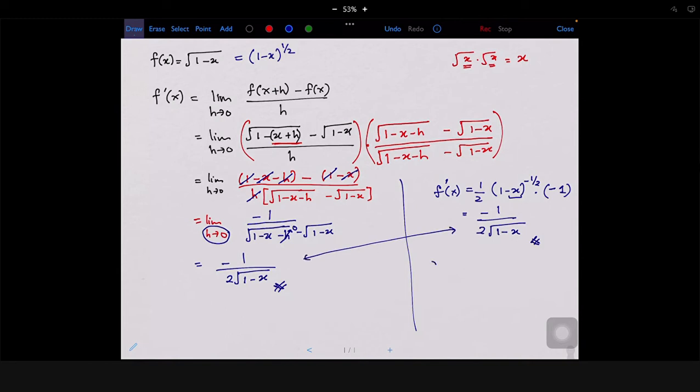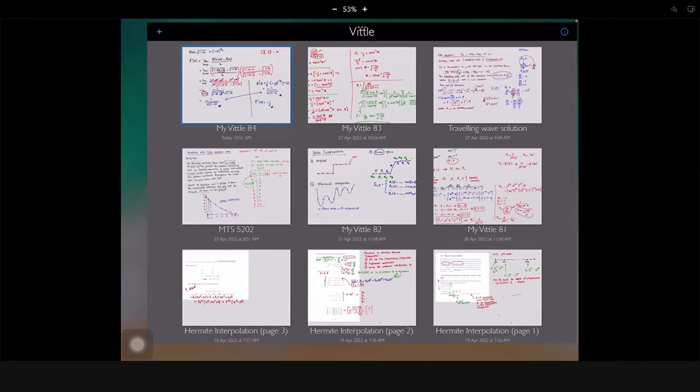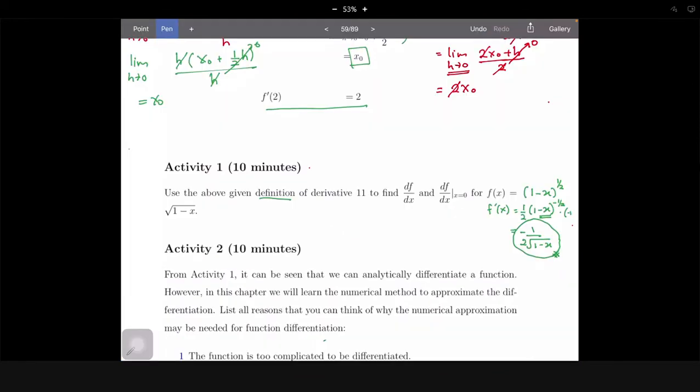Okay, so the next question is cari f prime 0. So ganti setiap nilai x dengan 0, you akan dapat negative half. So, okay, jelas tak? So, tu adalah the solution of the activity 1 lah. Okay. Jelas kan? Okay, activity 2.